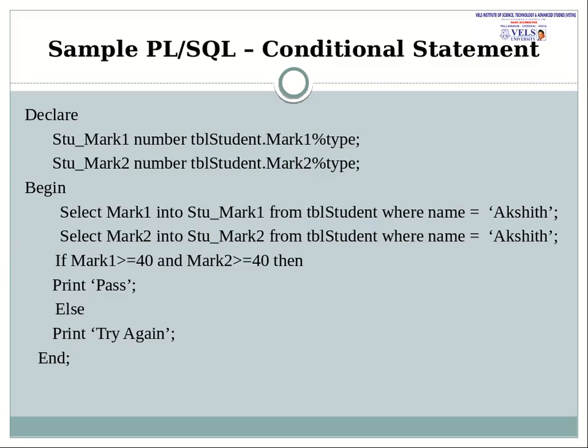And this is a simple example for conditional statements. Here we declare two variables, mark 1 and mark 2, and select mark 1 into student mark 1 from the table where name equal to Akshit, and again mark 2. Then we compare whether these two marks are 40 or above. If mark 1 is greater than or equal to 40, and mark 2 is greater than or equal to 40, then pass. If both conditions are true, it executes pass. If any one of the conditions is false, it executes the else part, that is, try again.